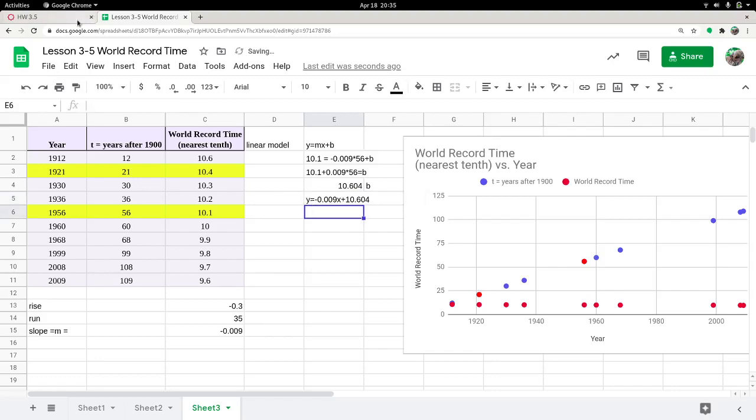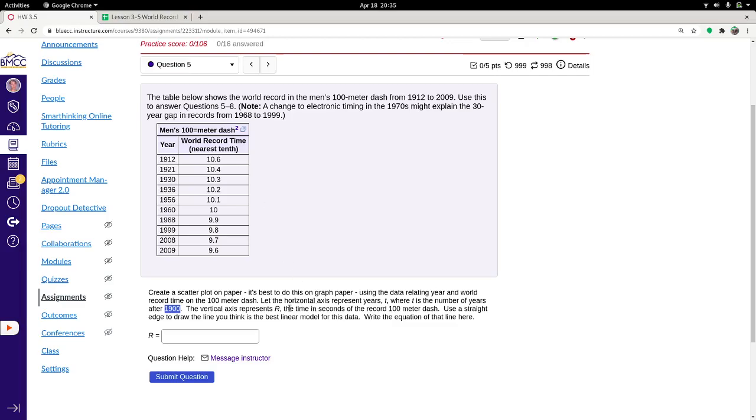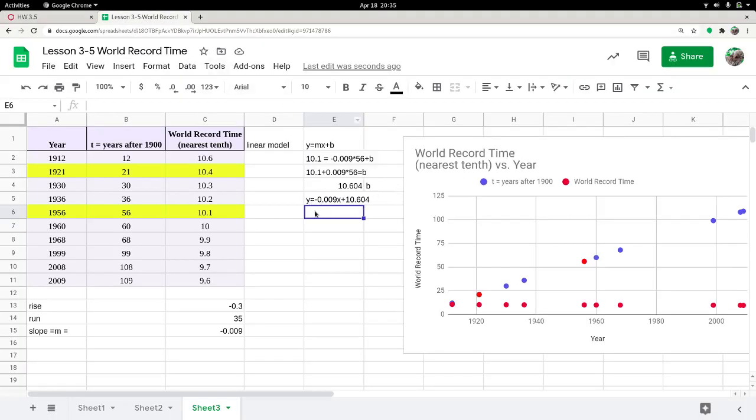All right, let's look back at the problem here. What do they tell me here? R is the vertical axis. So instead of y, so usually I call the vertical axis y, they say let it be r, and let the horizontal axis be t. So instead of x, we'll use a t. Okay, so let's write that again. So instead of y equals, they want us to write r equals negative 0.009 t instead of an x plus 10.604. And I could have done all of this on paper.